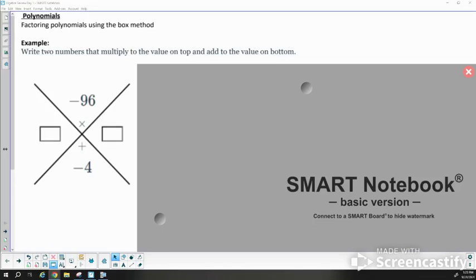Good morning, everybody. Today we're going to be looking at factoring polynomials. Now, you may have done this in the past, but we're going to treat this as if you've never seen it before. So today's Delta Math has your first example to look just like this.